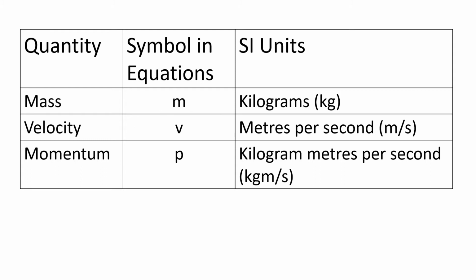So we're going to be looking at an equation in a moment with the following symbols. Mass is represented with a lowercase m. Velocity is represented with a lowercase v, and momentum will be represented with a lowercase p. The units of mass are kilograms, the units of velocity are meters per second, and the units of momentum are kilogram meters per second.